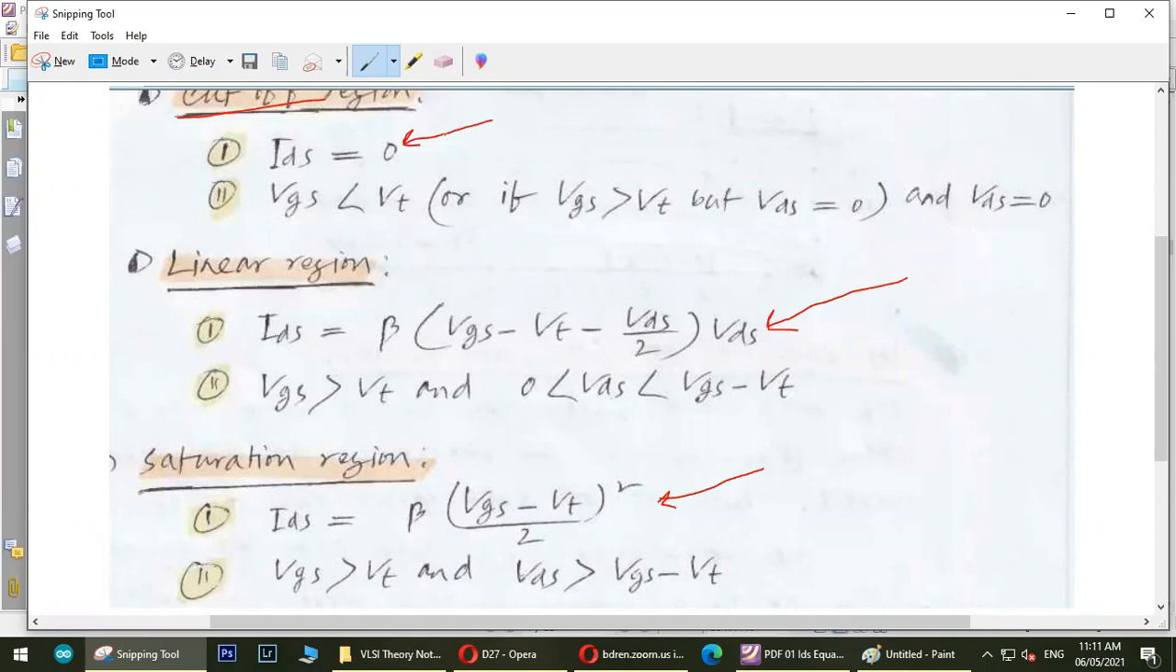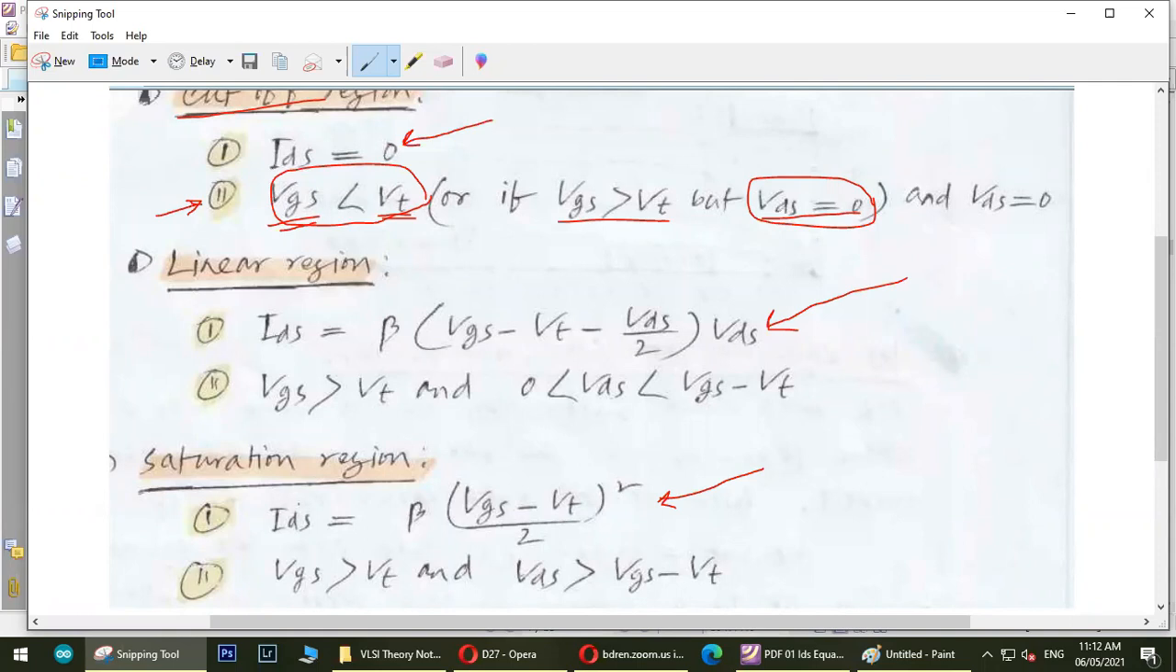Okay. Now, when cutoff will occur, when linear will occur, and when saturation will occur, that is the condition here. Cutoff will occur when your VGS is smaller than VT. Or if VGS is more than VT, but your VDS is equal to 0, that time cutoff will occur. So if you have any of these, either these or these, you will have cutoff, your equation is equal to 0.